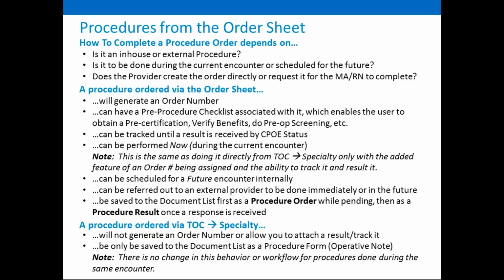And if you do it that way, it will still show up under Table of Contents Specialty, but there will be the added benefit of having a hyperlink to the order sheet so that even under Table of Contents Specialty, you can still navigate through that one click of a hyperlink to the order sheet and view the checklist, view the results. So it gives you the full tracking capability that you have with lab and radiology that you don't have when you simply order the procedure under Table of Contents Specialty. So mechanically, you can still do it that way, but you won't get the new benefit that the order sheet provides of tracking it to the point of resulting and associating a checklist.